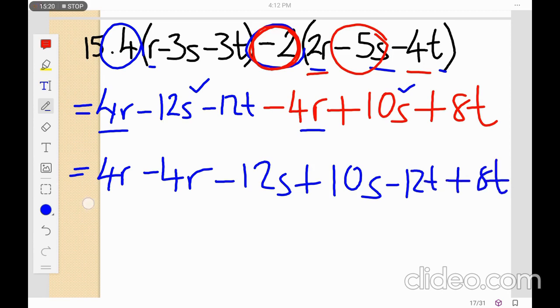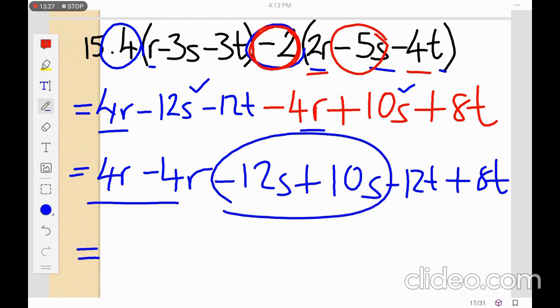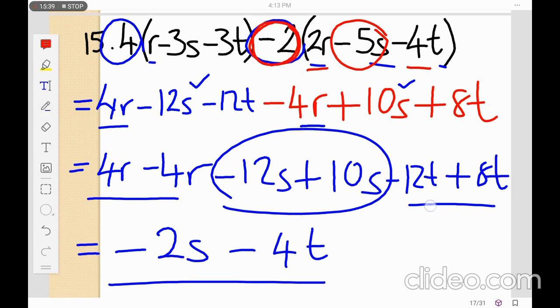So for the first one here we get a 0, then minus 12s plus 10s, we get minus 2s. Then the last one, minus 12t plus 8t, we get minus 4t there. So this becomes our final answer. We can leave it like that.